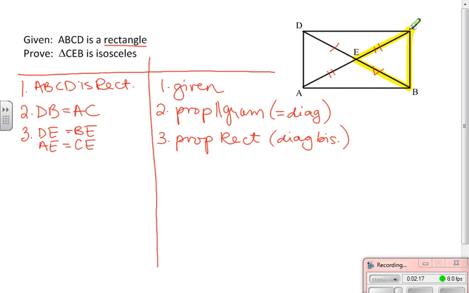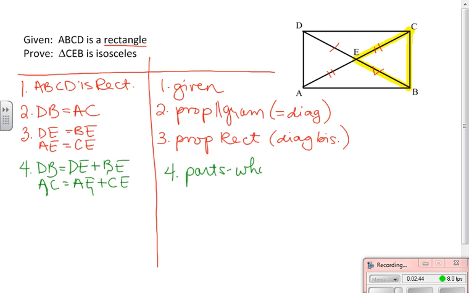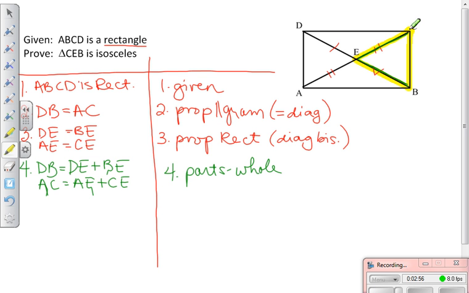So we're going to go back to one of our old initial properties, and that was that parts to whole bit. So I'm going to say that DB is equal to DE plus BE, and I'm going to say that AC is equal to AE plus CE by parts to whole. Now remember, I'm trying to get that EC and EB are the same. So what happened when we use parts to whole? Most of the time, we end up doing a substitution.